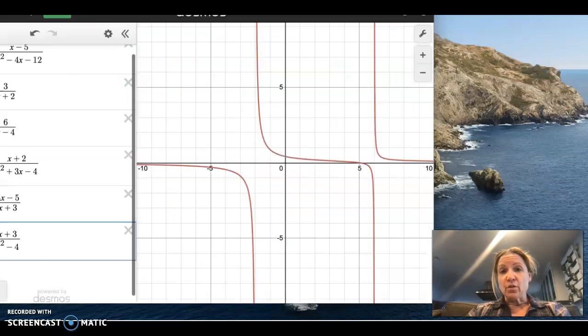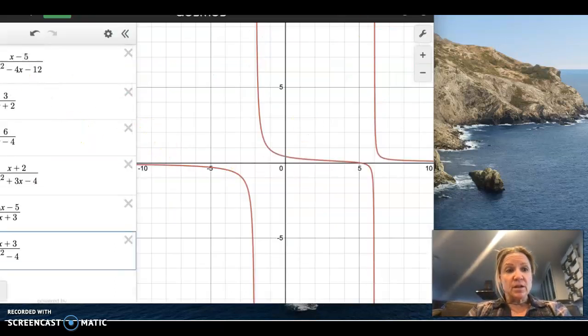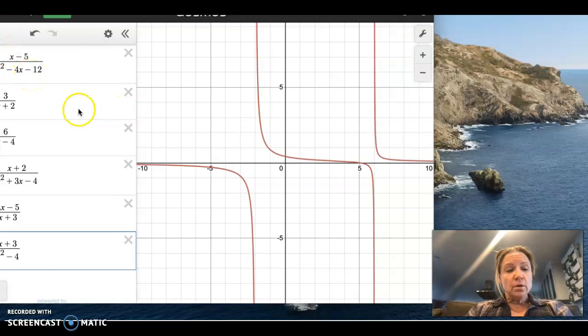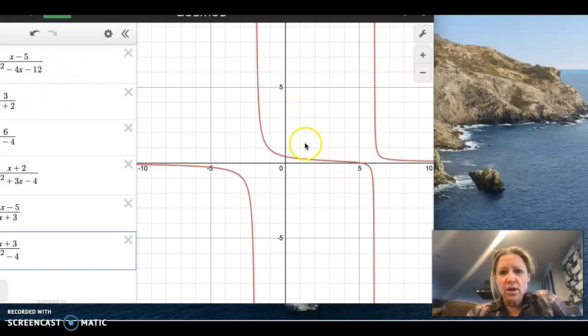You can also click over and go in Desmos and type in your function. Let me make that just a little bit bigger. Okay, so here is the graph of x minus 5 over x squared minus 4x minus 12. And I've got an asymptote here at negative 2, asymptote at positive 6. You see how the graphs are getting super, super close. They almost look like they're on it, but they're not.